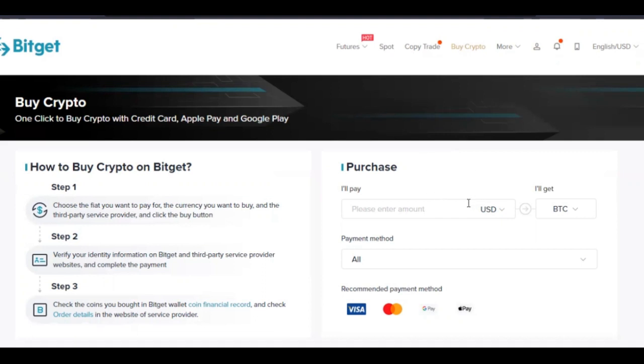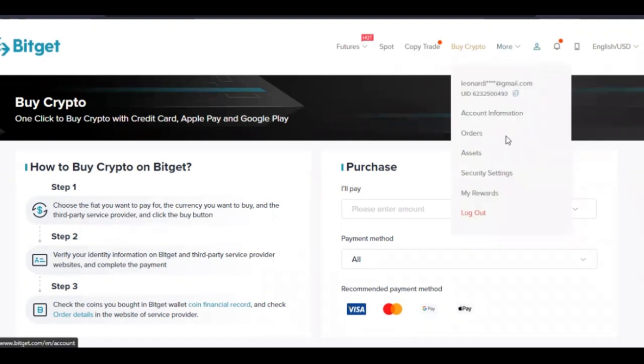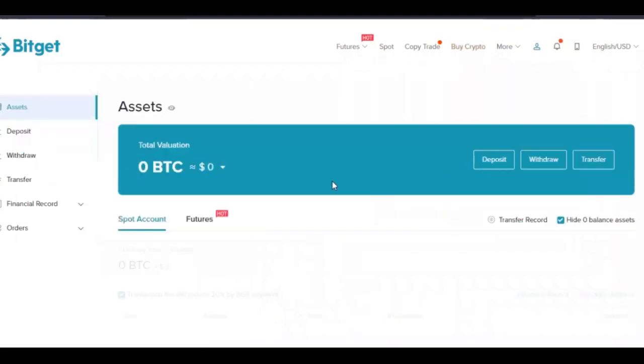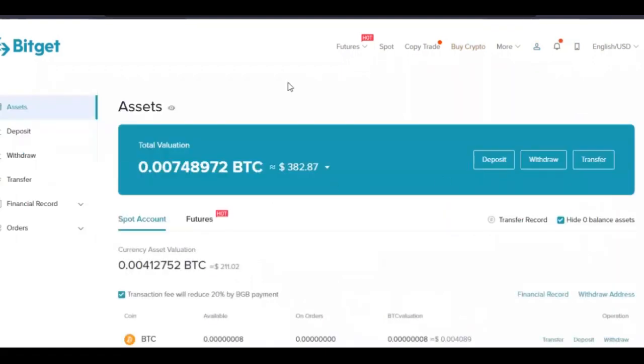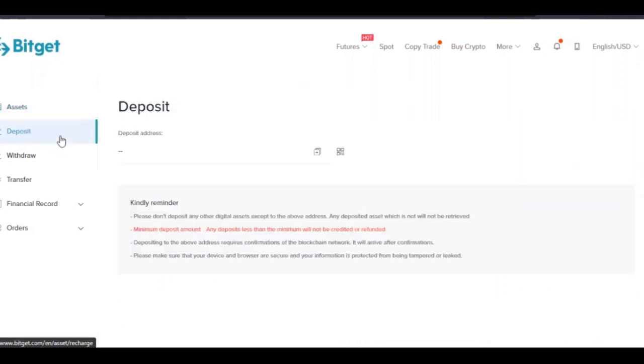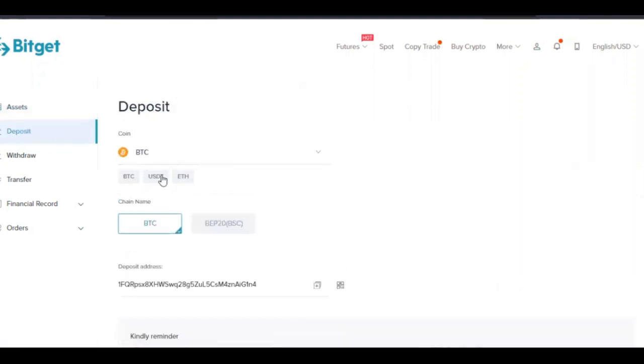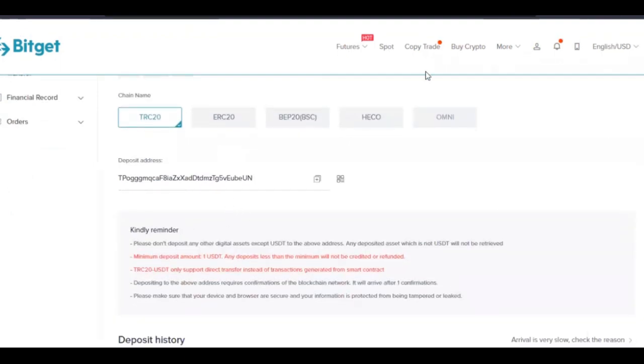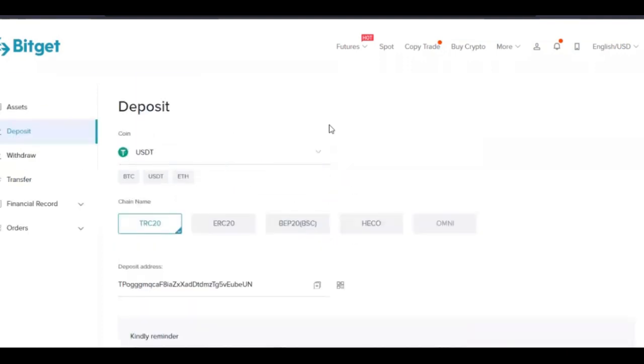Hopefully, as time goes on, Bitget will be able to integrate the P2P option so that you can easily buy and sell from Bitget. So if you want to start trading, you need to come in here to your profile, click on assets, and then on the asset page, click on deposit. Select USDT, and make sure you are selecting TRC20 because of the fees. Then copy this address, go to your exchange and transfer your funds there, and you are good to go.